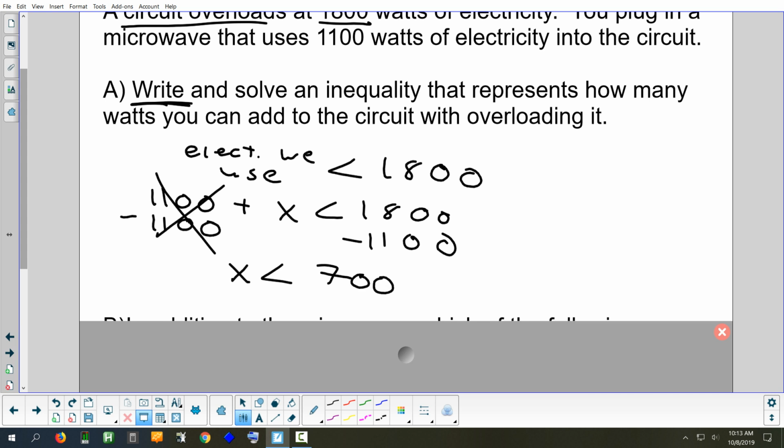You can use 700 more watts of electricity. Right, we have to use less than 700. So we could use like 699 or less. Okay, so less than 700. So x is less than 700 watts.